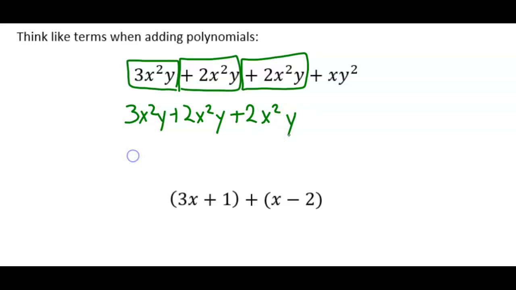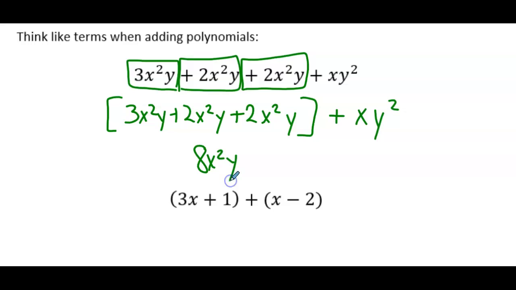And now I'm going to add these together. So this is one thing. And then I have plus xy squared. That's a whole different term by itself. It doesn't have another partner. So now I add my coefficients. 3 plus 2 is 5. 5 plus 2 is 7. So I get 7x squared y plus my other term.